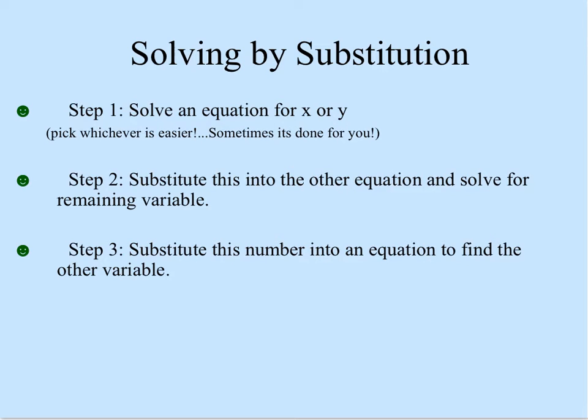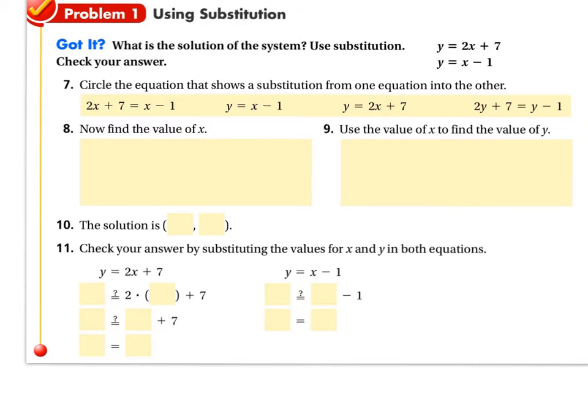Here are the steps for solving by substitution. Step 1, solve an equation for either x or y. Step 2, substitute this into the other equation and solve for the remaining variable. Step 3, substitute this number into an equation to find the missing variable. Again, I realize that can be kind of confusing, so let's work through a couple problems.